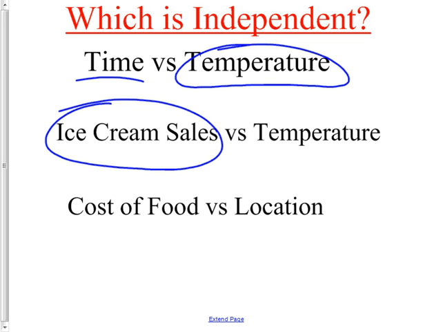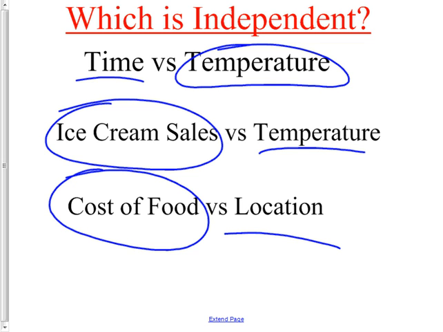More than the temperature, obviously, it doesn't care. Ooh, there's lots of ice cream being sold, I better warm up. No. Okay, and then which one depends on the last one? Cost of food. All right, these are the dependent ones, and the independent ones I'll underline.